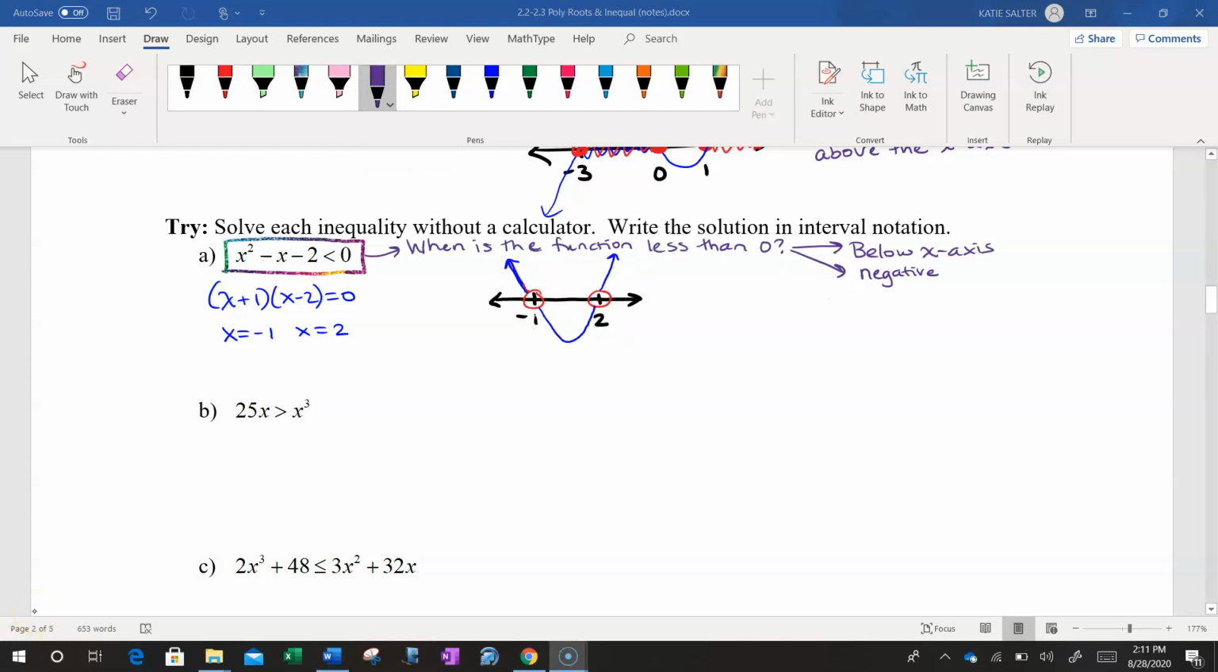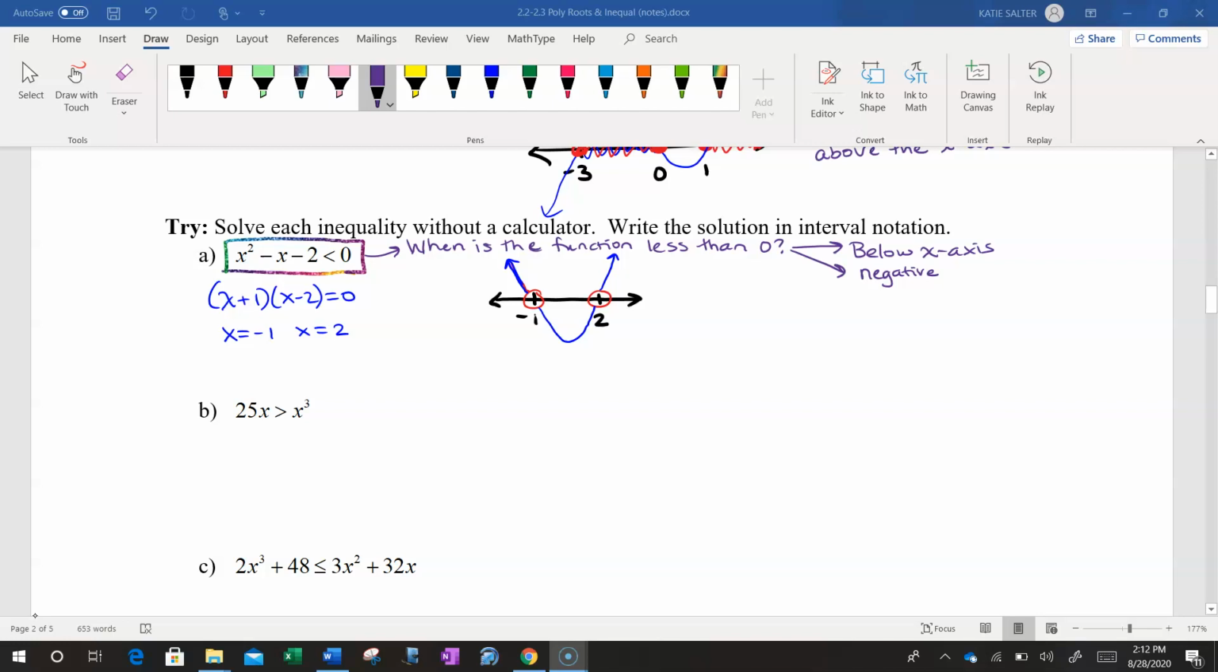And guys, the reason why that is true is because you got to think about that anytime you're below the x-axis, that's where y is negative. And the function represents y. Functional values are y values. Anytime you're above the x-axis, your functional values are positive. Anytime you're on the x-axis, your functional values are zeros. That's why we call them zeros.